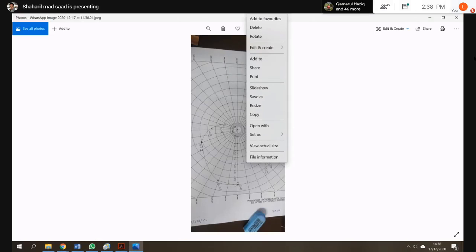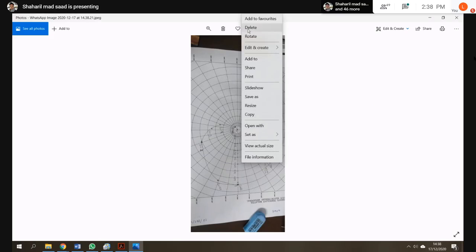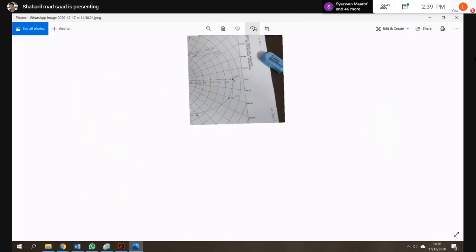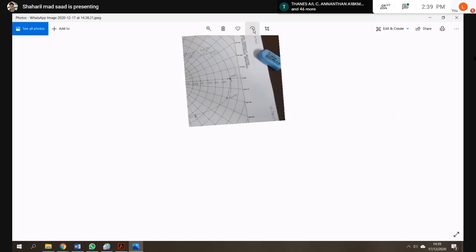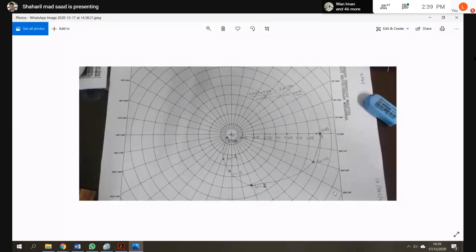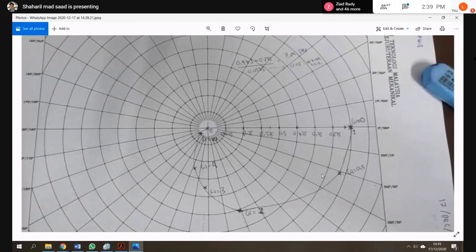Alright, this has been done by your friends. Nakib, Al-Haddad, good. Alright, so let's rotate. Okay, good. So this is what has been done by your friends. Good. Okay, so you calculate the step and so on. Alright, so this is our Nyquist diagram. Very good. James, quite good.